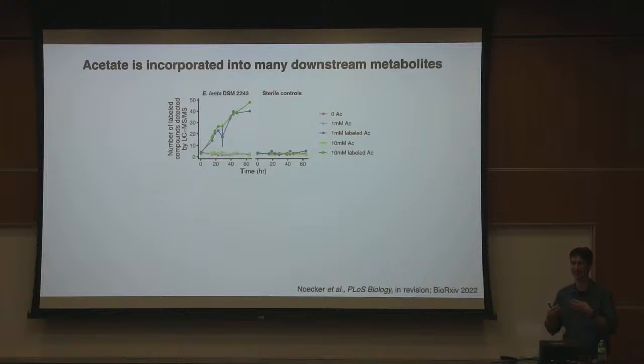To really better understand exactly what Elenta was doing with this compound, we turned to stable isotope resolved mass spectrometry. And so here we can take a fully labeled acetate where both of the carbons have a heavy carbon-13 label. And then you can distinguish the heavy carbon from regular carbon by mass spec. And so these are just some controls to show you that if we don't add any acetate or if we add the normal unlabeled acetate, we don't see any label in the data. But if you add labeled acetate, it increases over time with growth.